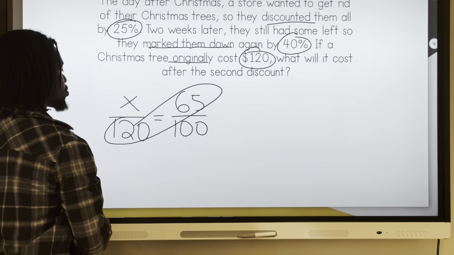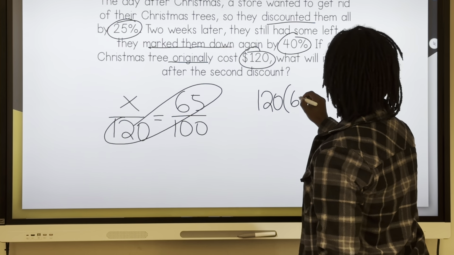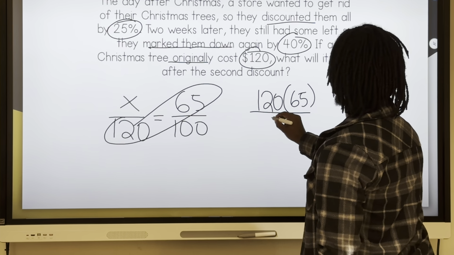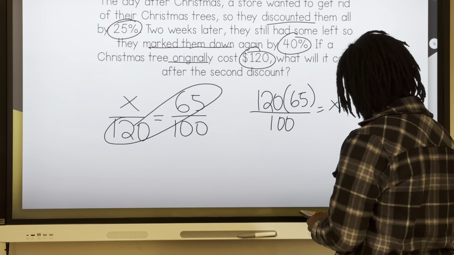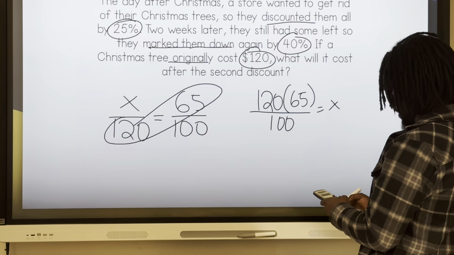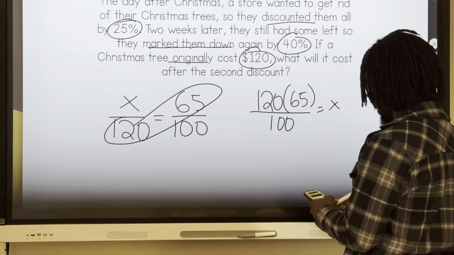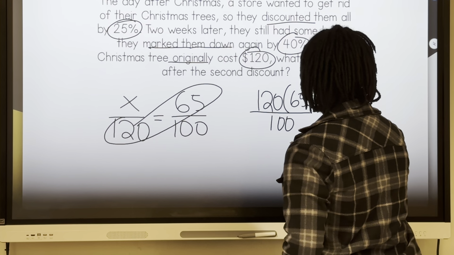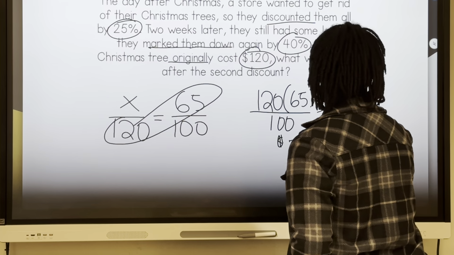So I'm going to cross multiply and divide: 120 times 65, divide that by 100, and that is going to give me the amount for the discount. So 120 times 65 divided by 100, and that gives me $78 as the discounted amount.